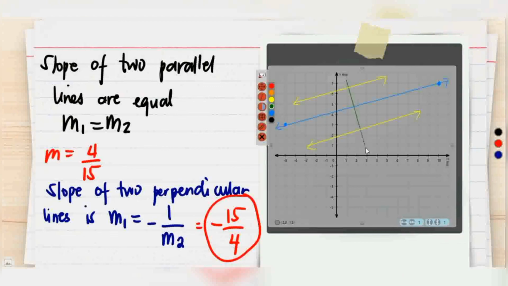So, sabihin natin dito. Basta meron tayong 90 degrees dito. O kaya dito, basta 90 degrees din. Or dito. So, yung slope nila is magiging negative reciprocal of its slope. So, yung slope nitong line na to, this blue line is 4/15. So, yung slope niya is magiging negative reciprocal nung 4 over 15, which is negative 15 over 4.